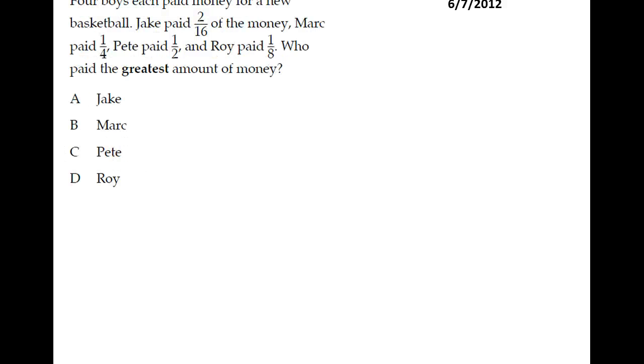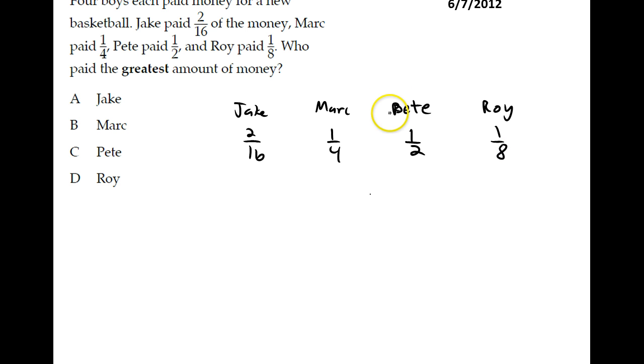Four boys each paid money for a new basketball. Jake paid 2/16. Mark paid 1/4. Pete paid 1/2, and Roy paid 1/8. The question we're worried about is who paid the most? Who paid the greatest amount of money?